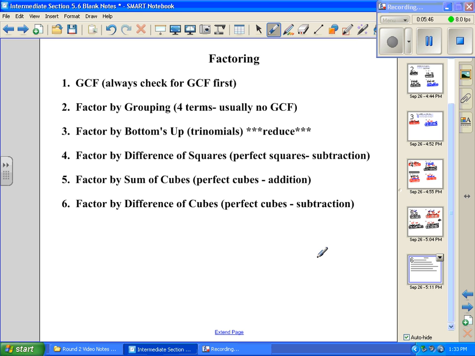So check for GCF. Next, if it's 4 terms and no GCF comes out, we try to rearrange and group that and factor by grouping. And then the third step, if it's a trinomial, which means 3 terms, we try our bottoms up method and don't forget to reduce. Okay? And then if not, today we learned about our special products, these difference of perfect squares, sum of cubes, and difference of cubes. Now these right here have formulas that you're going to have to memorize.